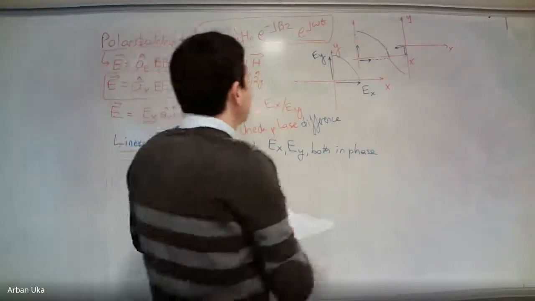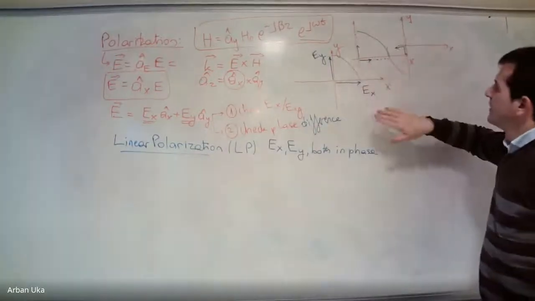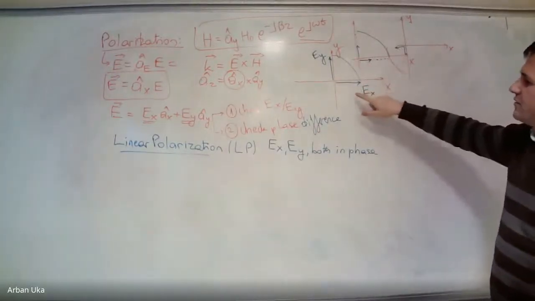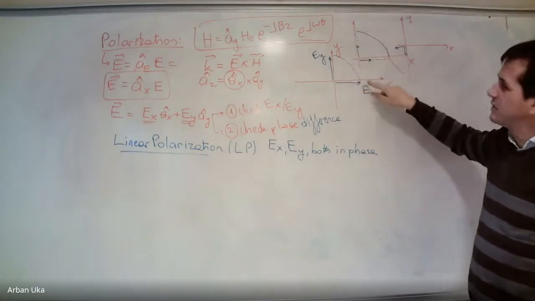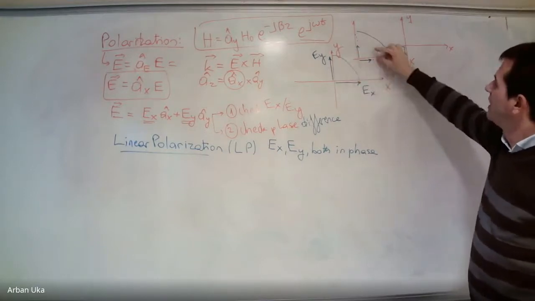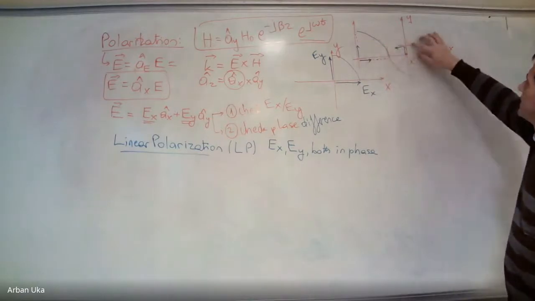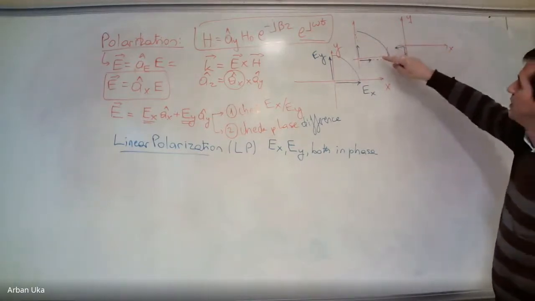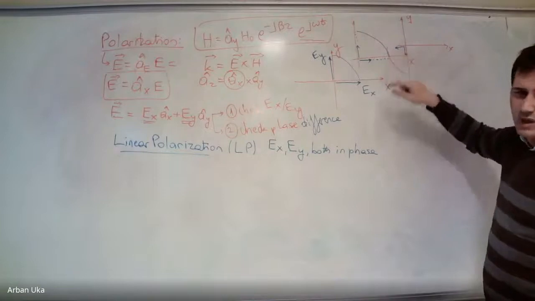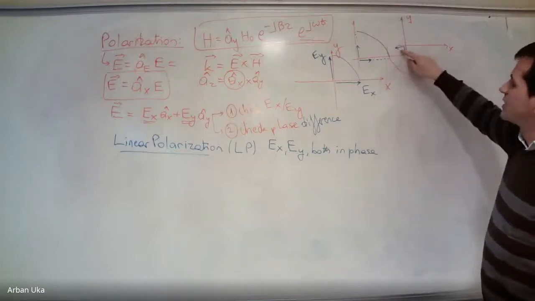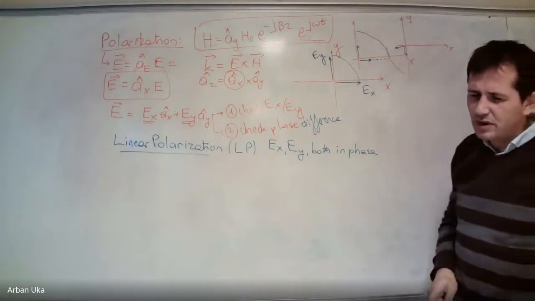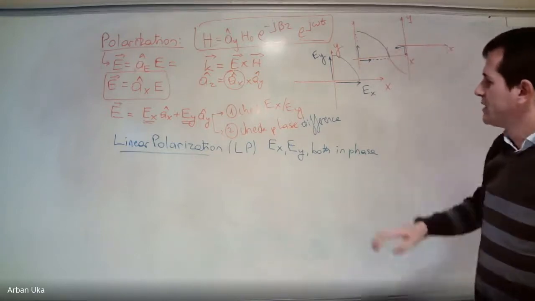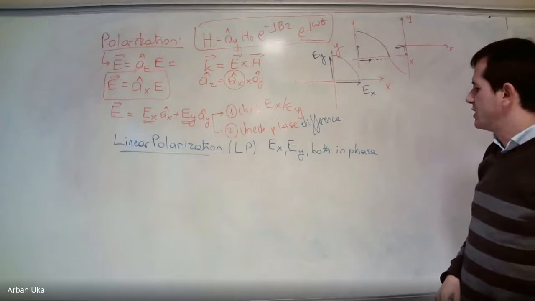So in this case, if we see this drawing here, it looks like they are in phase because they both reach amplitude maximum, this EX and EY. A little later they both decrease, a little later they become zero, and then the amplitude becomes negative: EX is pointing in the negative x direction, and the magnitude of EY is pointing in the negative y direction. So this would be a linear polarization.